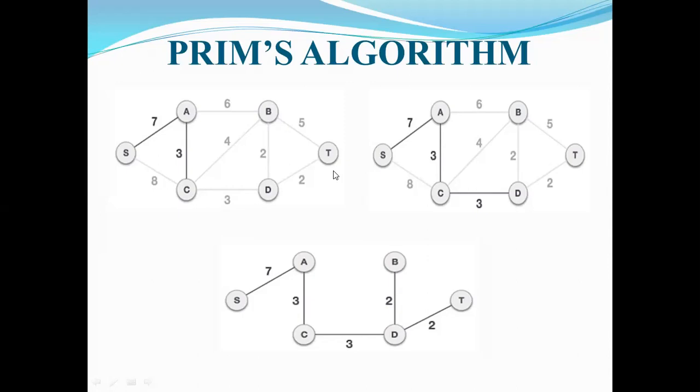Which edge is minimum? S, A, C are already included. Non-included vertices are B, D, T. Now A to B is one edge, C to B is one edge, C to D is one edge. We cannot consider C and S because those two are already there in the spanning tree. If we include it, it makes a cycle. Even if that particular edge cost is 2 units, we cannot select C to S because C and S are already there in the spanning tree.